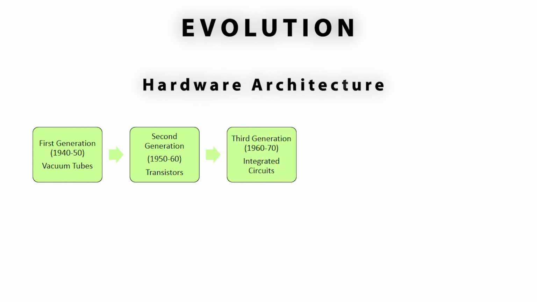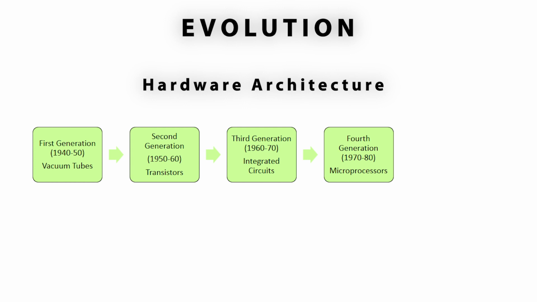Coming to the third generation, the integrated circuits replaced individual transistors, leading to even smaller and more powerful computers, minicomputers and time-sharing operating systems. Examples are DEC PDP-11, IBM System 360. Fourth generation, microprocessors were introduced, combining the CPU and other components onto a single chip.